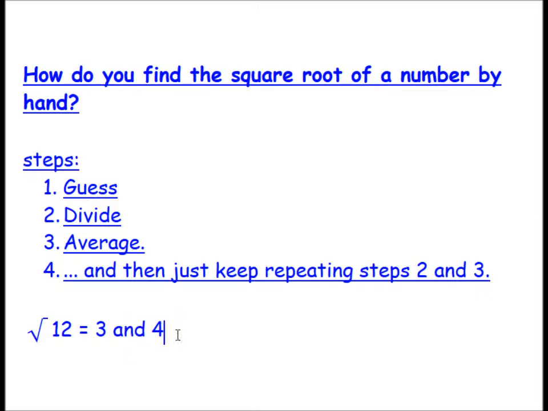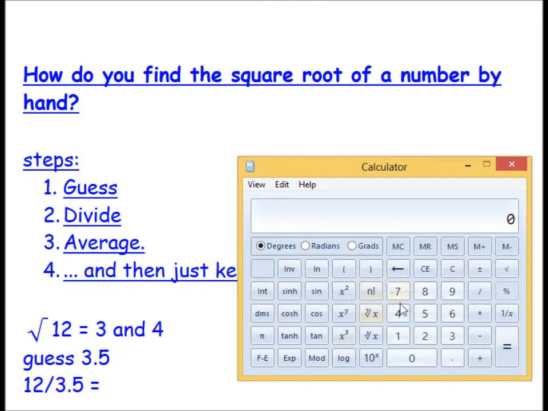So we have guessed the number. Our first step is guess. Guess the number to be 3.5. Then we need to divide. We will divide 12 by 3.5. How much will we get? Let's see. 12 divided by 3.5 is 3.428.